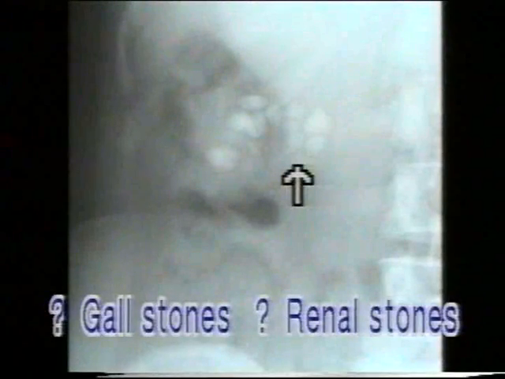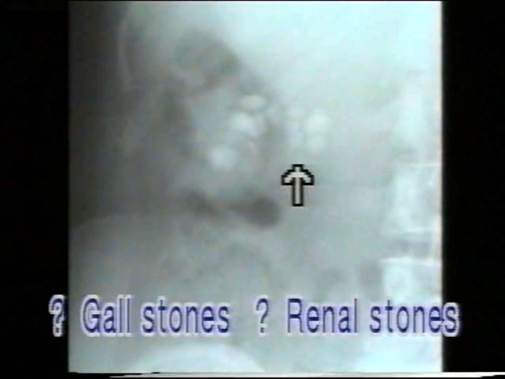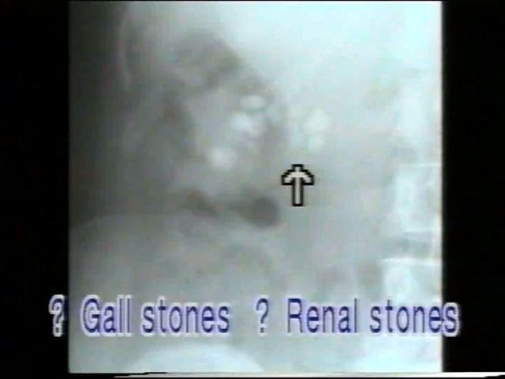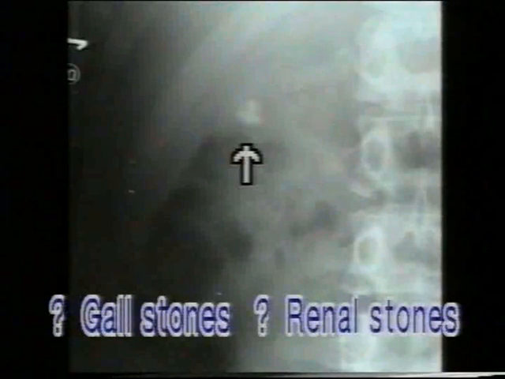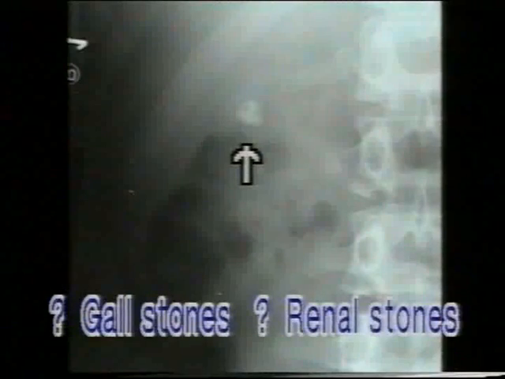In this X-ray, once again we see multiple calculi in the right upper abdomen. They are also faceted but do not have a ring-like appearance. So a definite diagnosis cannot be made without a lateral X-ray or ultrasonography. These were renal stones. Here we see a single opacity in the right upper abdomen, which could be either a gallstone or a renal stone. Do not give a definite diagnosis from this X-ray alone.